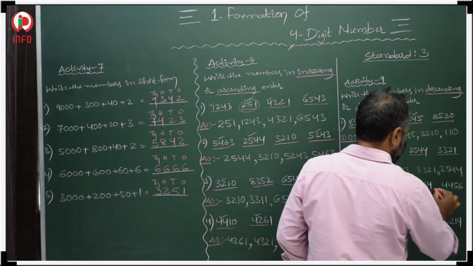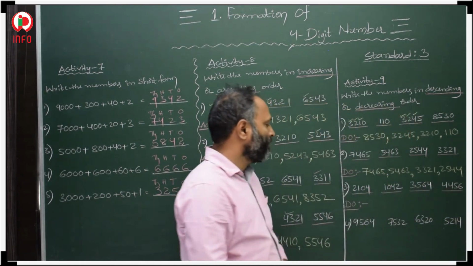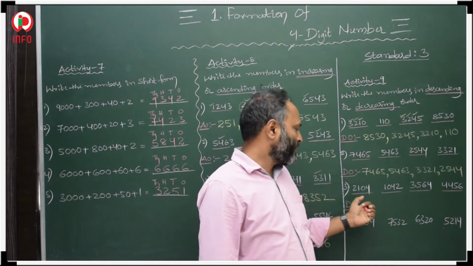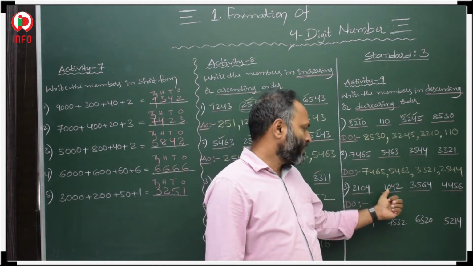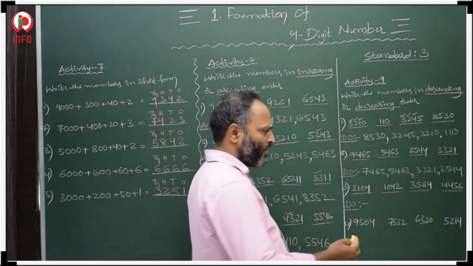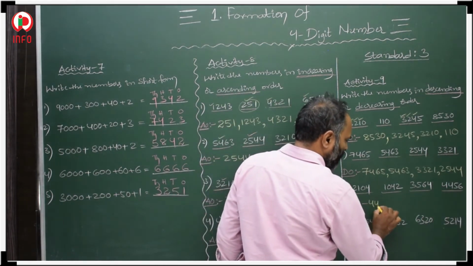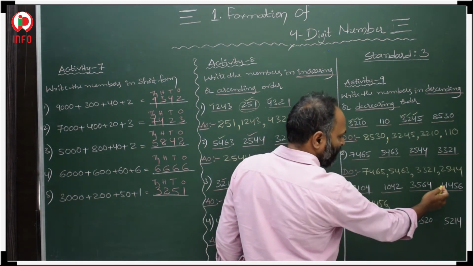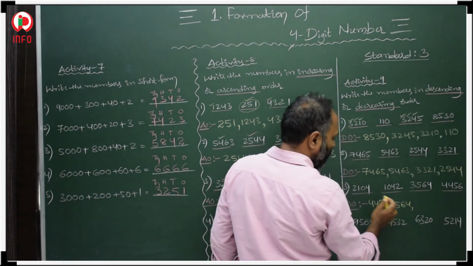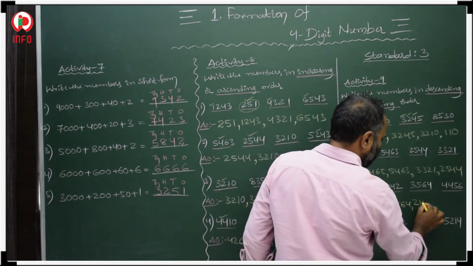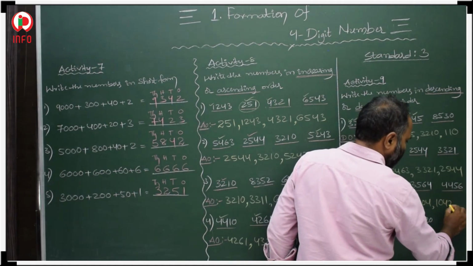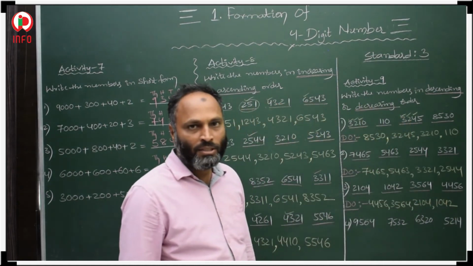Next question. All are 4-digit numbers, so we check the thousands place: 2,000, 1,000, 3,000, 4,000. 4,000 is bigger, so 4,456 comes first. Next after 4,000, 3,000: 3,564. After that 2,000: 2,104. Then 1,042. In this way we have to arrange.